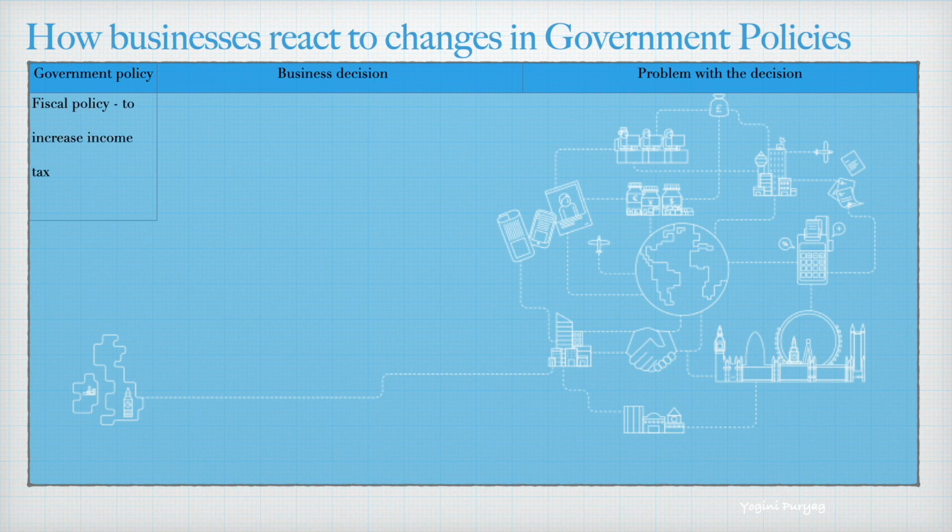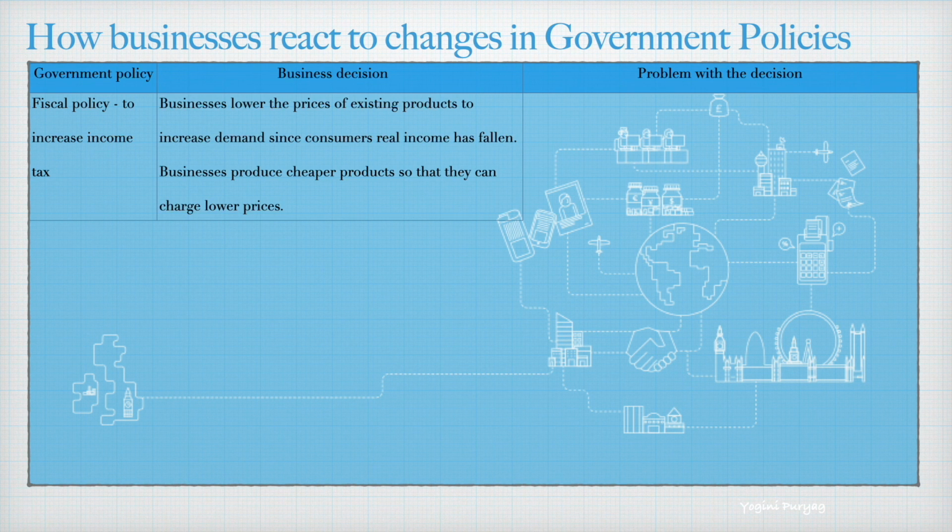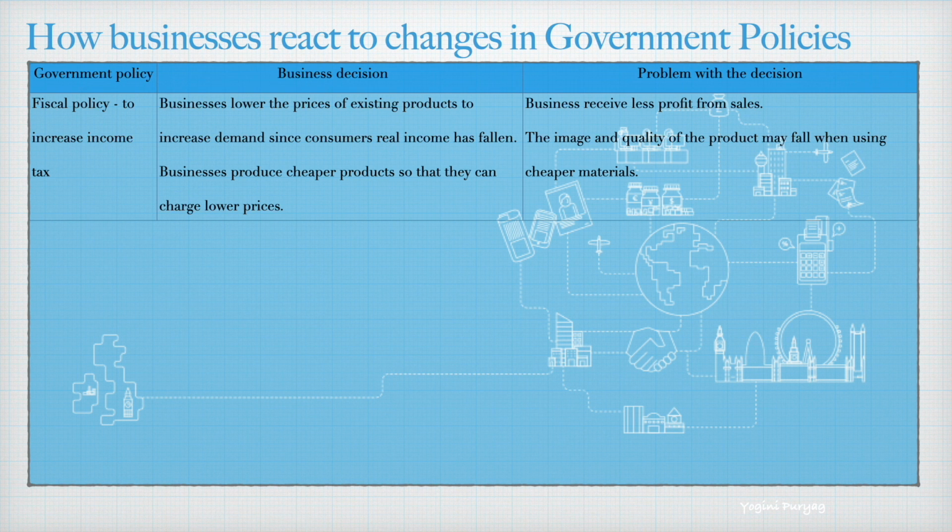Fiscal policy, to increase income tax. Businesses lower the prices of existing products to increase demand since consumers' real income has fallen. Businesses produce cheaper products so that they can charge lower prices. Business receive less profit from sales. The image and quality of the product may fall when using cheaper materials.